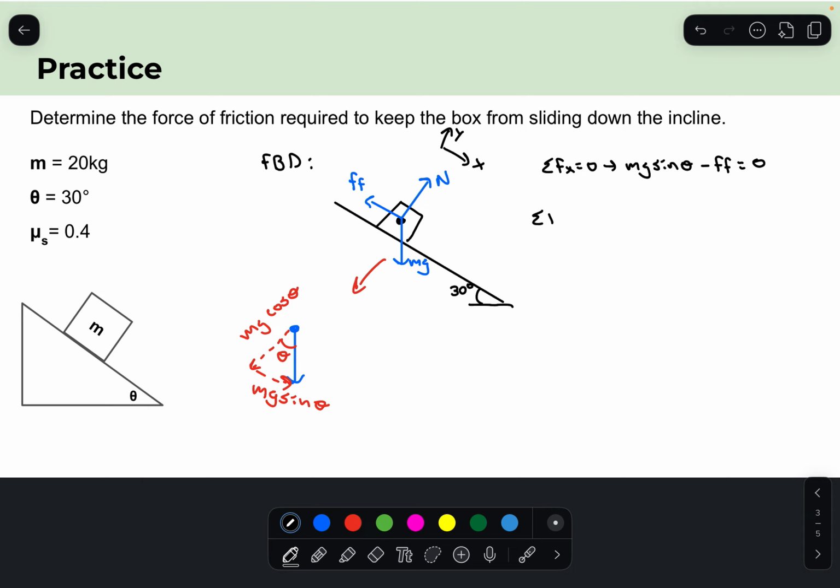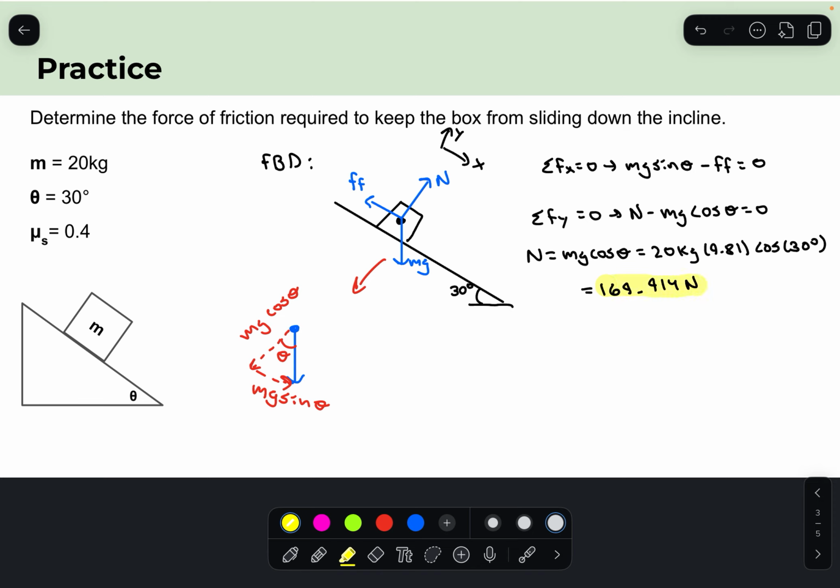Okay, so now if we do a sum of the forces in the y and set that equal to 0, we will get that the normal force minus mg cosine of theta is equal to 0. So now we can solve for the normal force. That's just going to be equal to mg cosine of theta, which is equal to the 20 kilograms times 9.81 times cosine of 30 degrees. And that comes out to be 169.914 newtons.